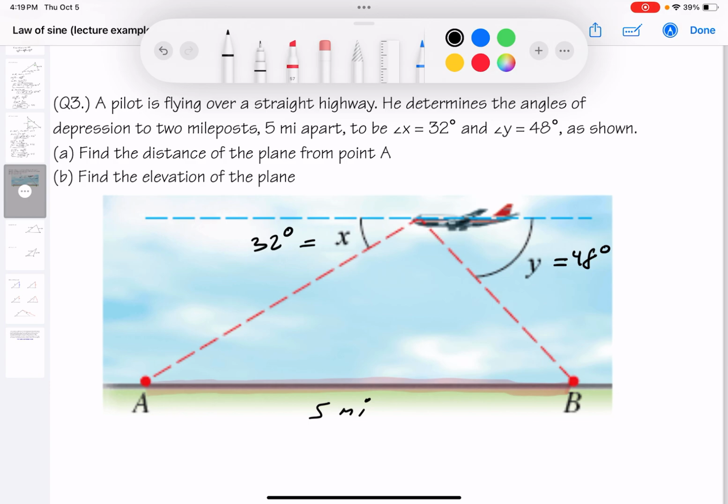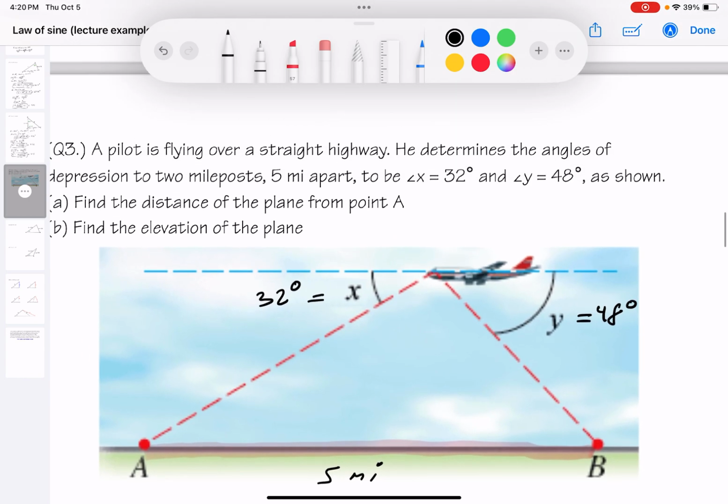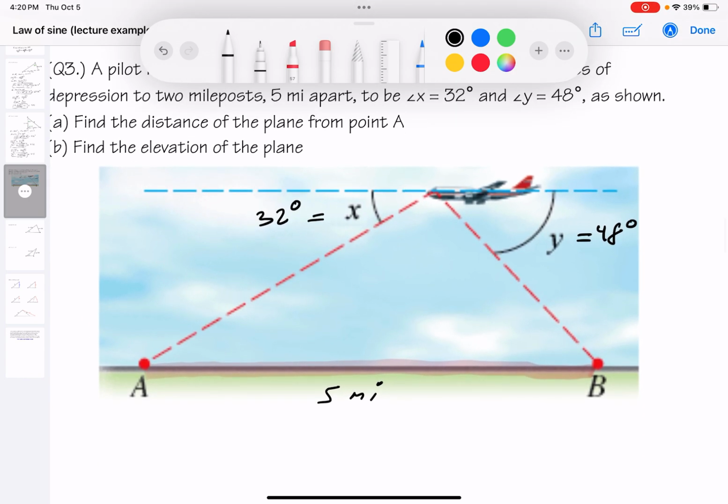All right? So again, read the pilot is flying over a straight highway, determines the angles of depression to 2 mileposts as shown. Now I'm making an assumption that he's flying horizontally. In the picture it looks reasonable to say that. Of course I would want to clarify that, because if he's doing something else, I'd have another issue over here. But I'm looking at this over here, and I'm going to say he's flying parallel to the ground. So this angle over here looks relatively simple to compute, because it'll be 180 degrees minus 32 minus 48. Well, let me just add those two numbers together. 32 and 48 would give you 80, and 80 from 180 is 100 degrees. So I got that covered.